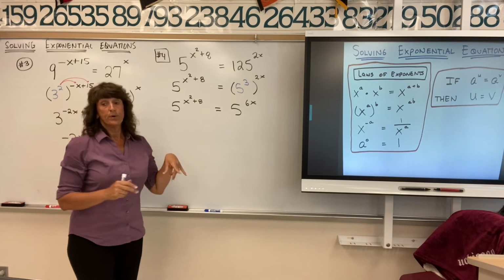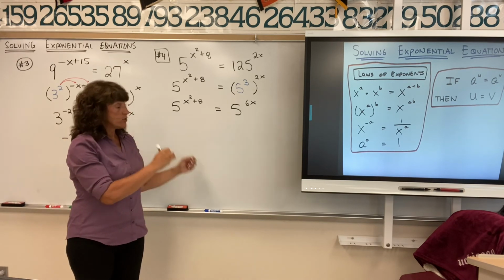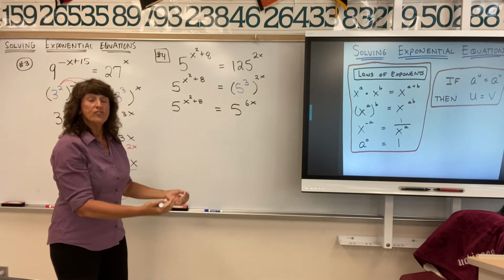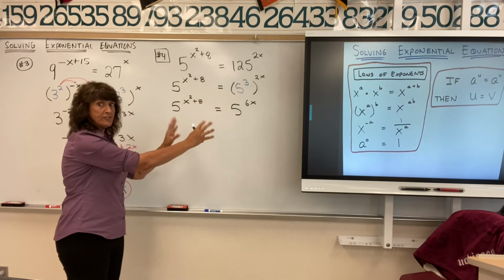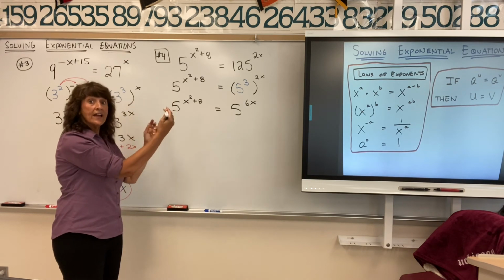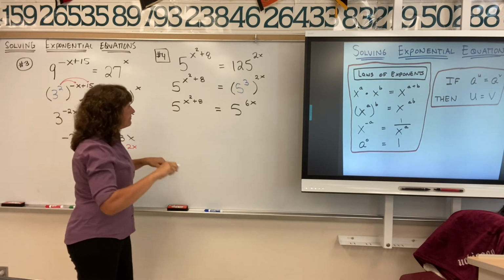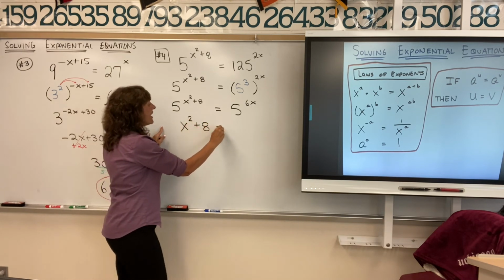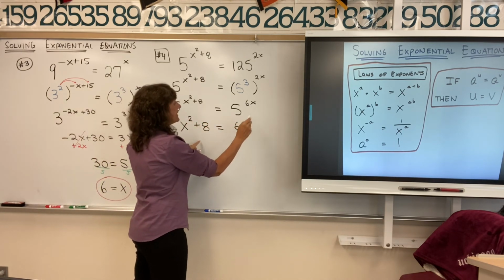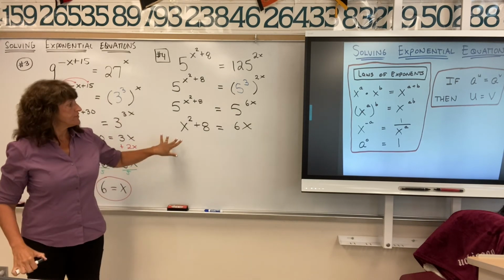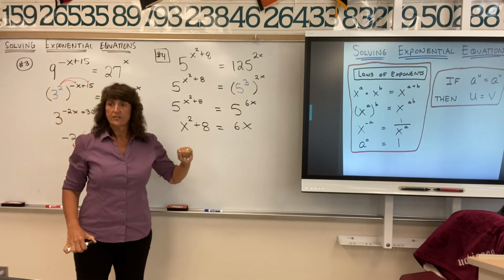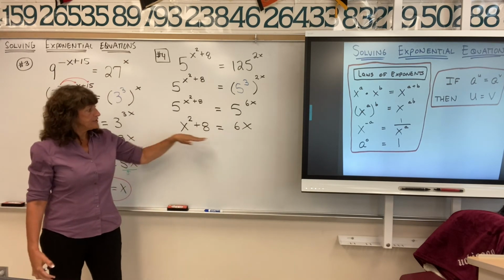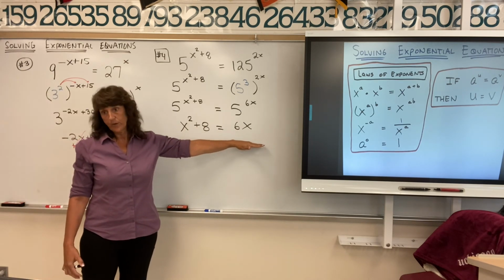So now, once both sides of the exponential equation are broken to the same base, what we do to solve this is take the base, move it out of the way, and set the exponents equal. So you have x squared plus 8 on the left, and you have 6x on the right. So x squared plus 8 equals 6x. And we have to solve this equation. Unlike the other examples, this equation right here is a quadratic equation.